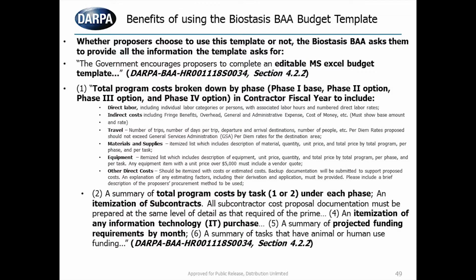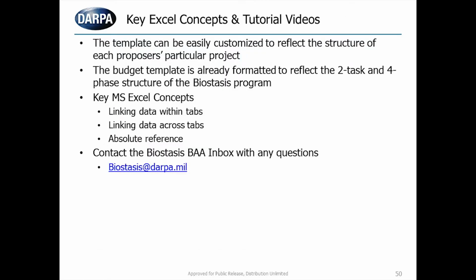So in summary, before you decide, just keep in mind that whether or not you choose to use this template, the BAA is going to ask you to provide the cost proposal information listed in section 4.2.2, and this template is going to cover many of those items. So as I said before, the goal of the template is to make it easier for you to be compliant with the cost proposal requirements of the BAA. That being said, we understand that one size does not fit all, so you can absolutely alter and customize this template to reflect the structure of your particular project.